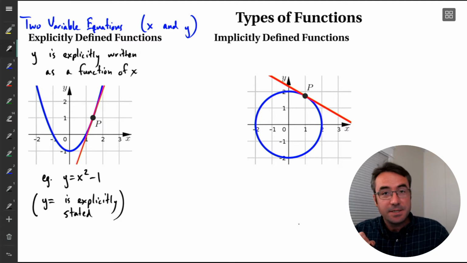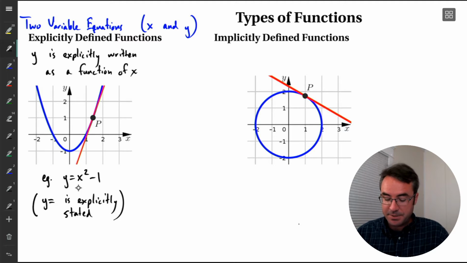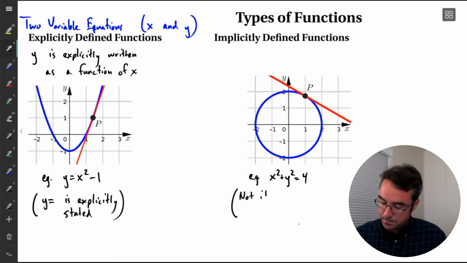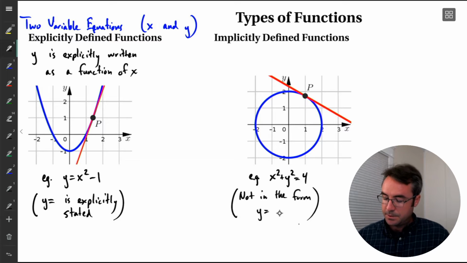What do we mean by an implicitly defined function? Well, just the opposite. So let's consider this example. This is the equation x squared plus y squared equal to 4. This is a circle of radius 2. Here we have an equation involving two variables, x's and y's. But now this one is not in the form y equals. The x's and y's are all mixed together here on the left side. We haven't actually solved for y.